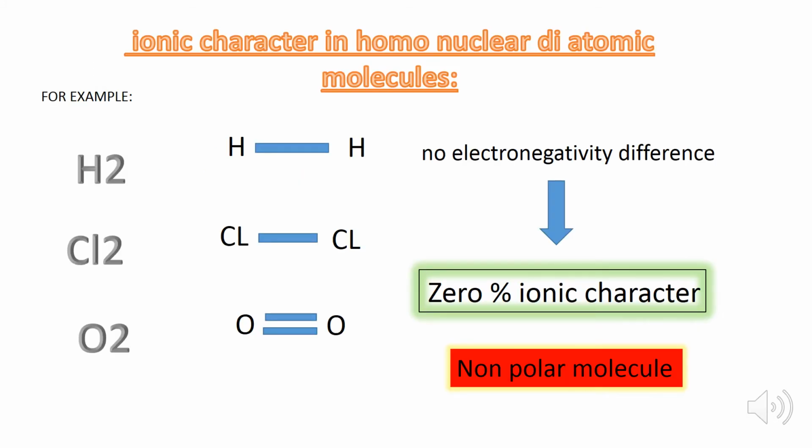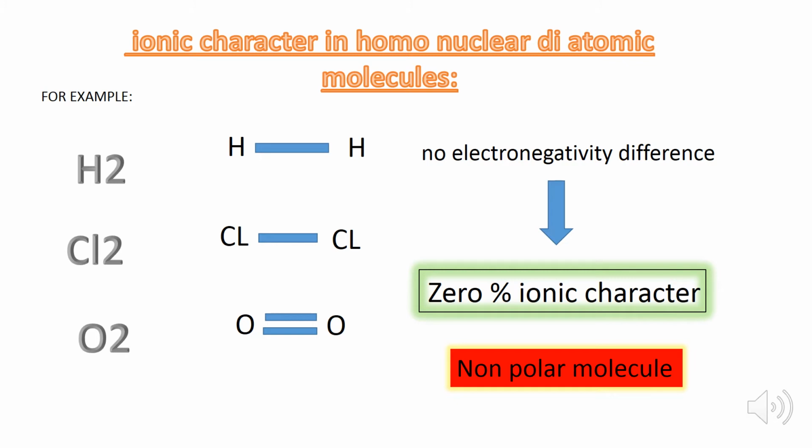Ionic character in a homonuclear diatomic molecule. So friends, before discussing the ionic character, we must know what homonuclear diatomic molecules are. Homo means similar or identical, nuclear means nucleus, di means two, and atomic molecule means a molecule formed by two atoms. Simply look here: the hydrogen molecule, chlorine molecule and oxygen molecule are formed by the combination of two identical atoms. Therefore, they are called homonuclear diatomic molecules.